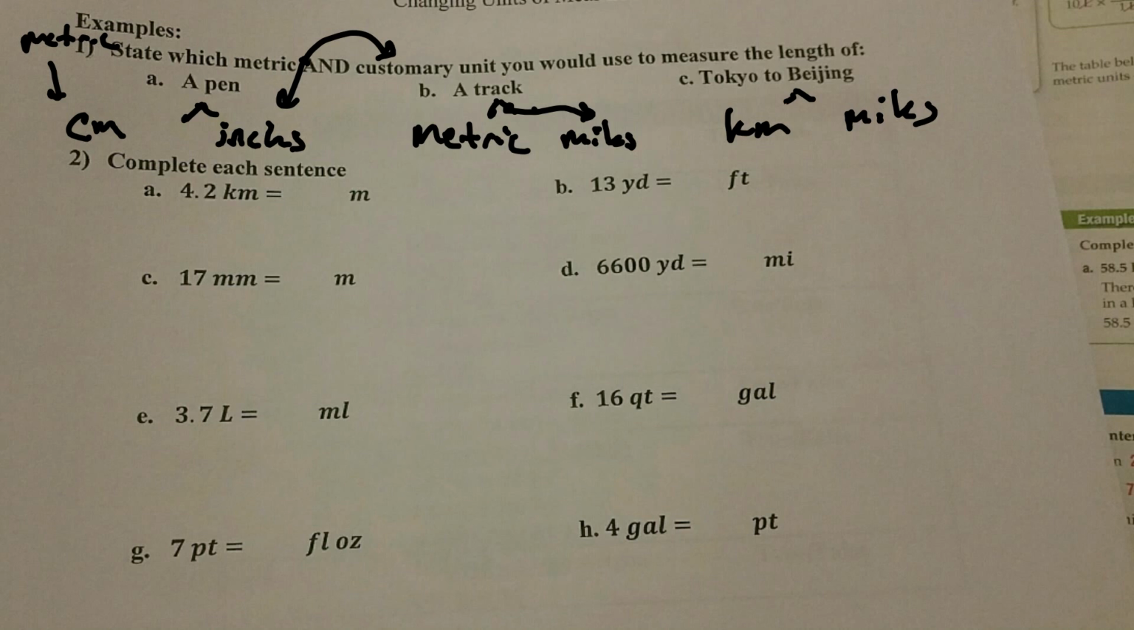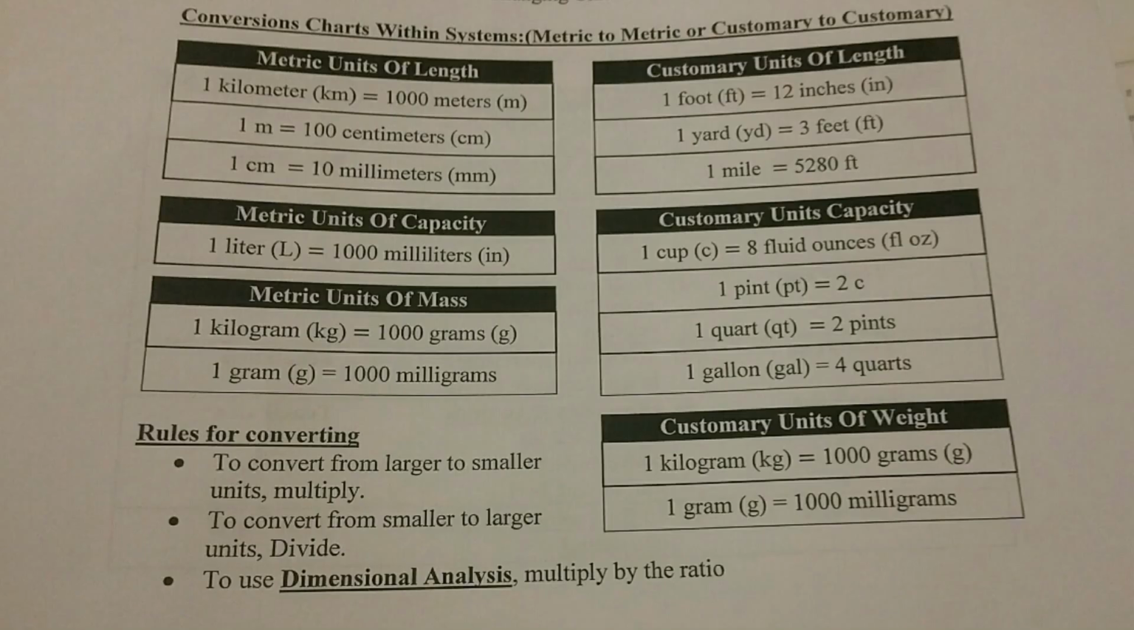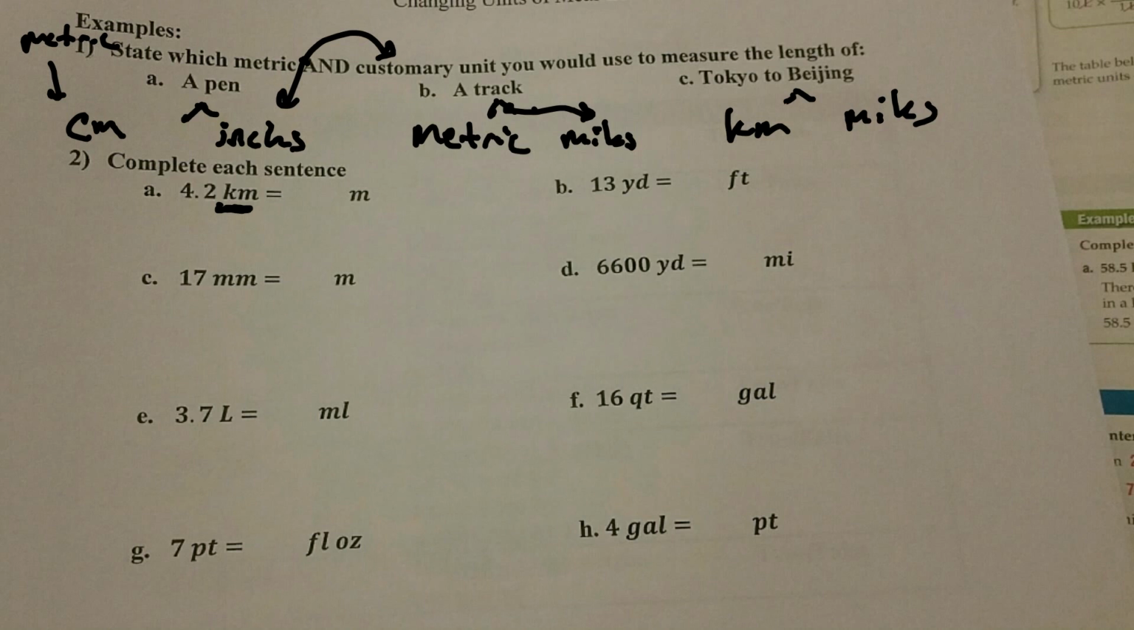So I look at A, and it says 4.2 kilometers equals how many meters? Well, kilometers is bigger, so I'm going from a larger unit to a smaller unit. If I look here, if I go from larger to smaller, I'm going to multiply. So I like to use dimensional analysis. But you could just multiply by 1,000. That's an easy way to do it.